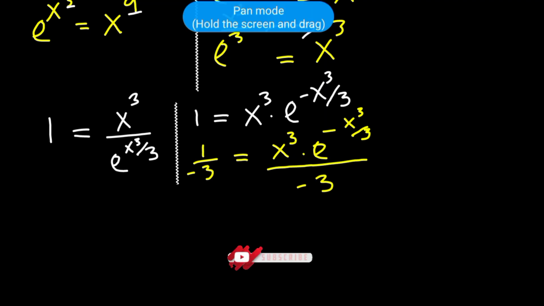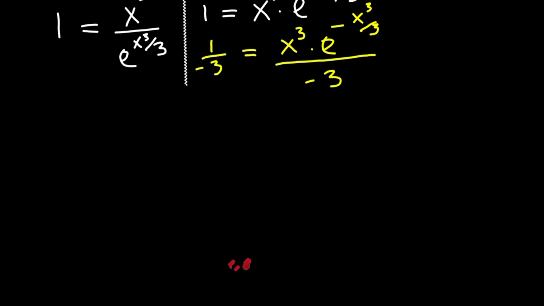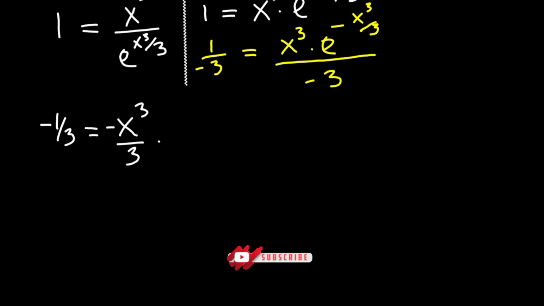And then after dividing this, we are going to have our equation to be in this exact form. At the left hand side, we will have minus 1 all over 3, and that equals, at the right hand side, we will have minus x cubed all over 3 times e to the power of minus x cubed all over 3. And now that we have successfully made the coefficient and the power to look exactly the same, we are going to be applying the Lambert W function to get our final answer.